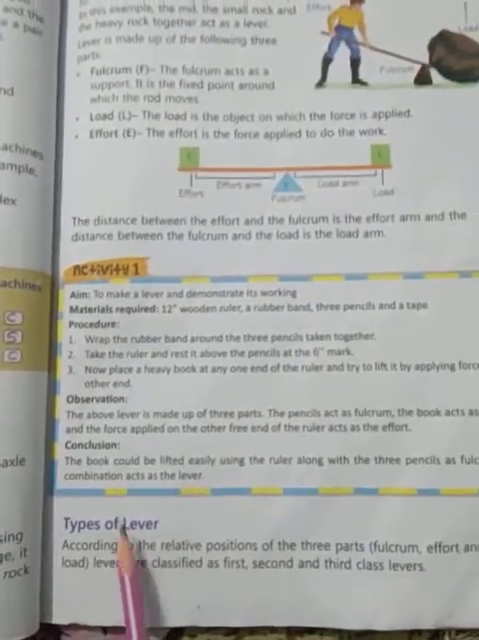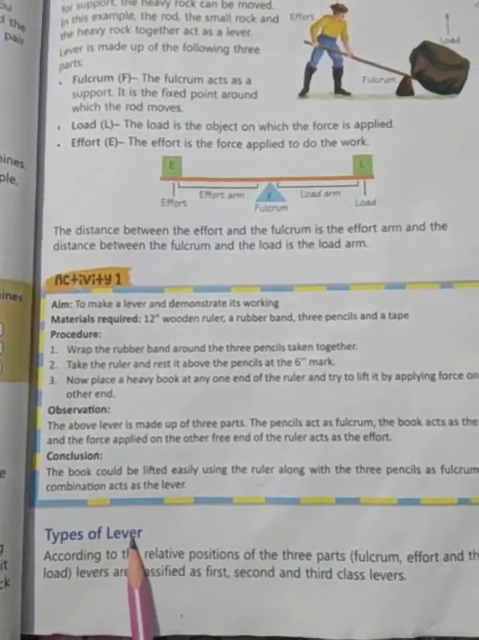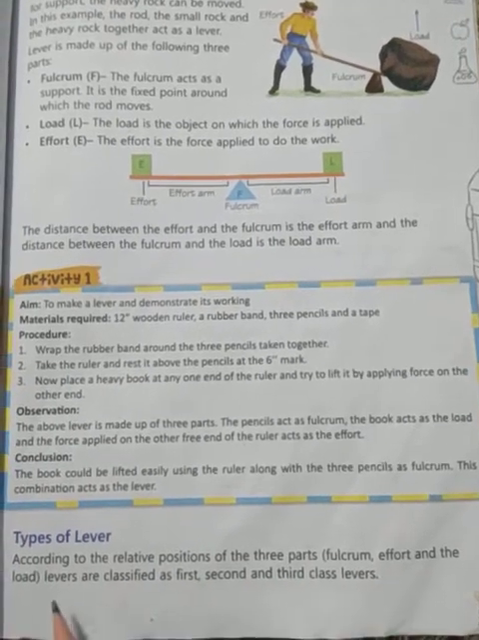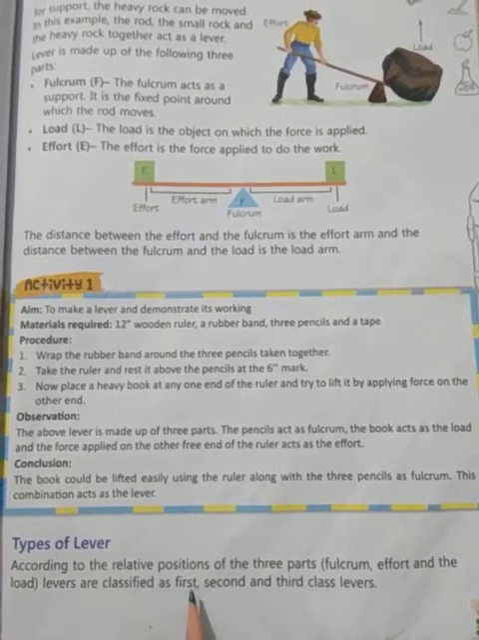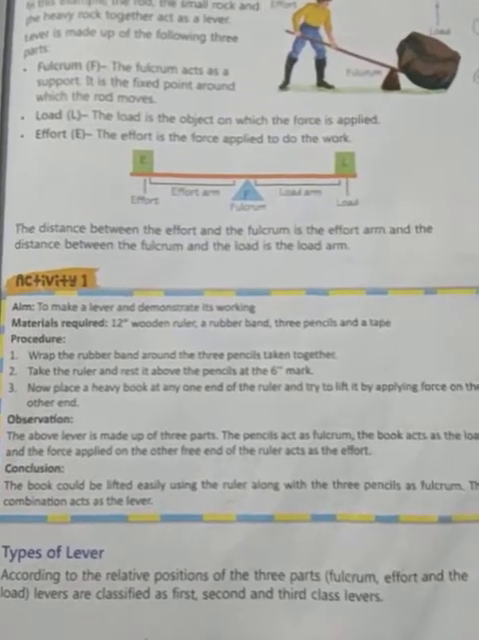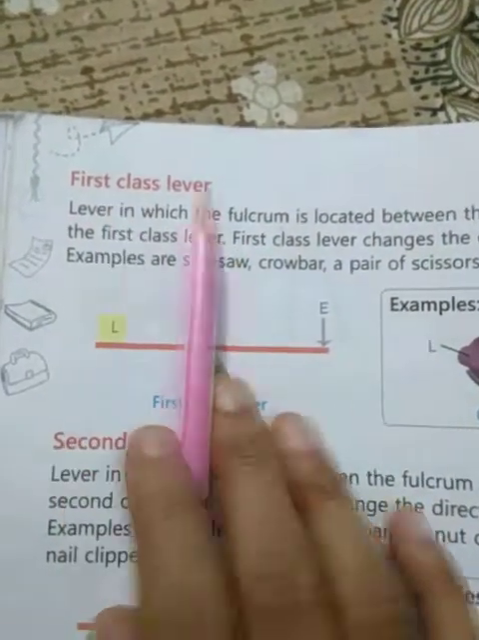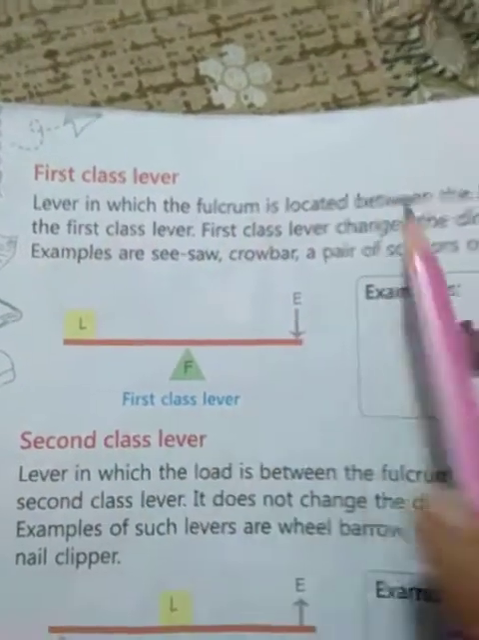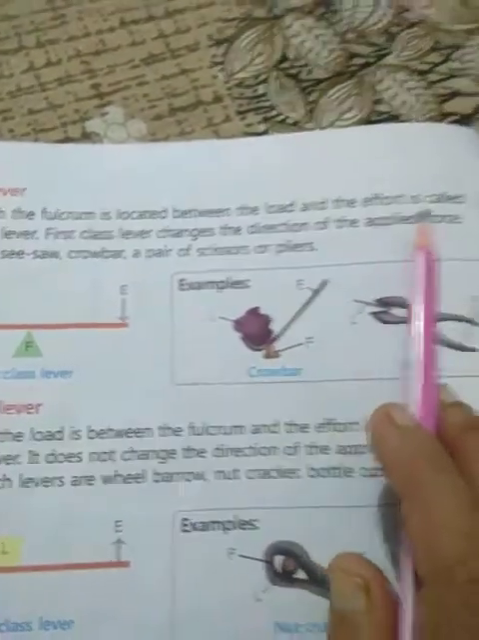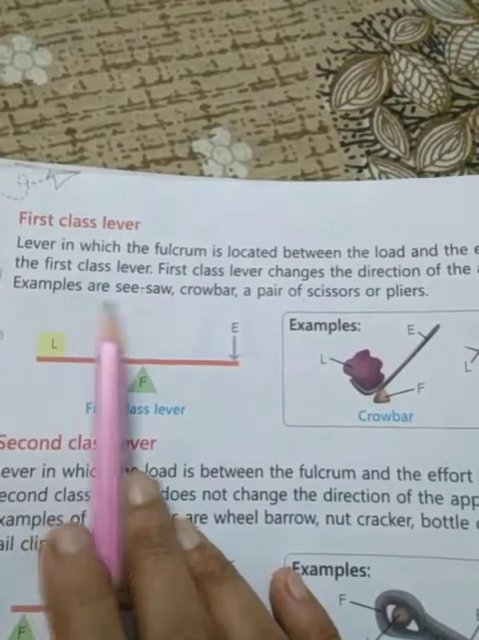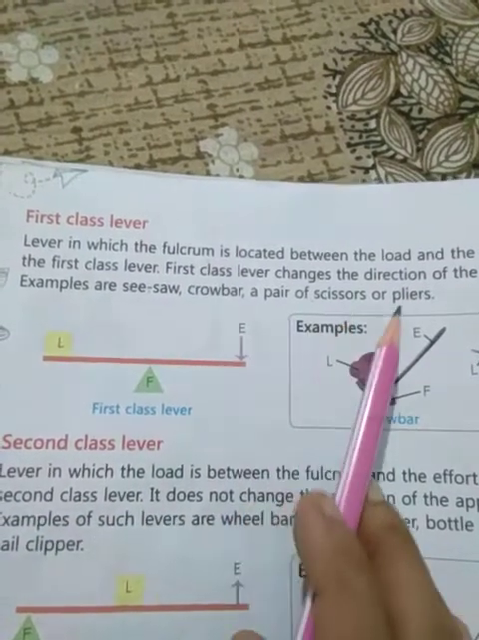Now we have to understand about types of lever. According to the relative position of the three parts, fulcrum, effort and the load, levers are classified as first, second and third class levers. First of all, first class lever. A lever in which the fulcrum is located between the load and the effort is called the first class lever. First class levers change the direction of the applied force. Examples are seesaw, crowbar, a pair of scissors or pliers.